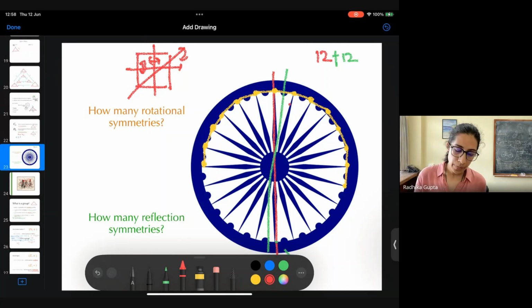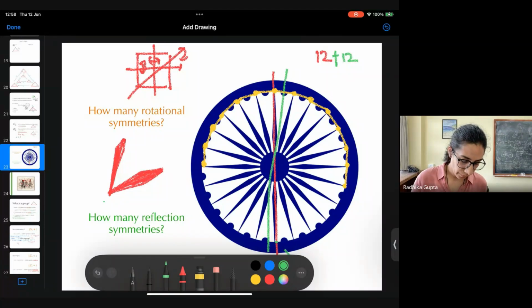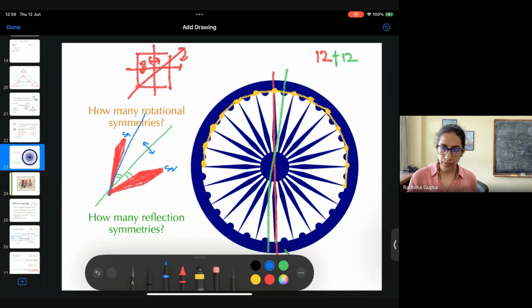Oh, but because you have space between the spokes, but you can't put infinitely many lines there, right? Since you're looking for symmetries. So basically, let's say this is the space, these are my two spokes. And I want to put a line in the center so that these two angles are the same. But if you put a line very close to spoke 1 and reflect about it, then the two spokes will not go to each other.